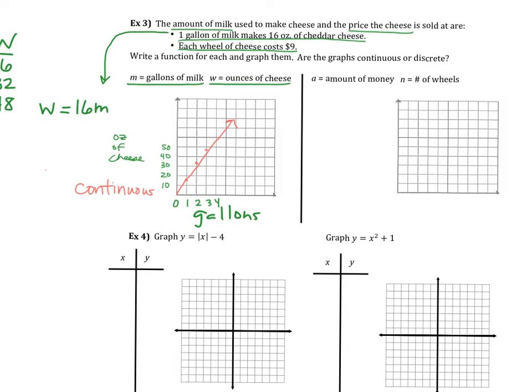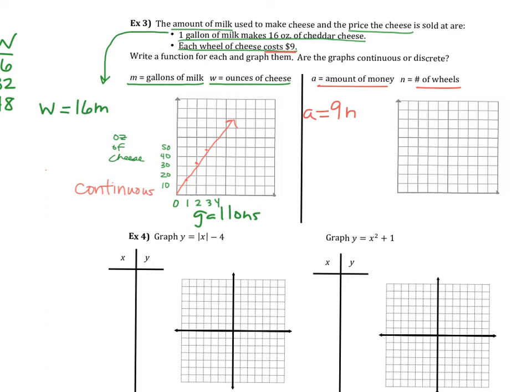What kind of graph do you think that makes? It makes the discrete. That's discrete, because you can buy a wheel, or 2 wheels, or 3 wheels. You can't buy 1.5 wheels of cheese, okay? So this one's going to be discrete. It says it costs $9. So your equation, your amount of money for the number of wheels, is $9 per wheel, so 9 times the number of wheels.